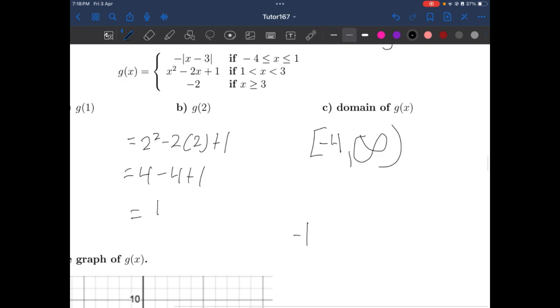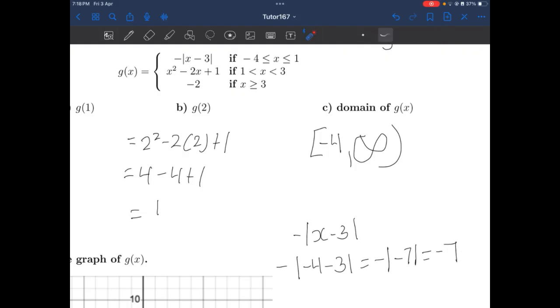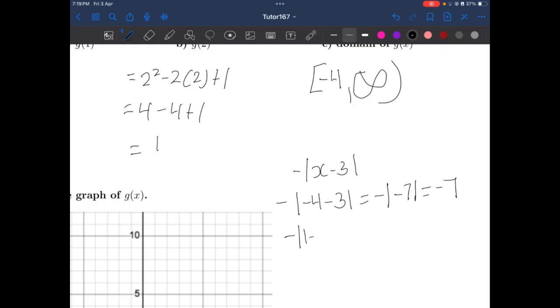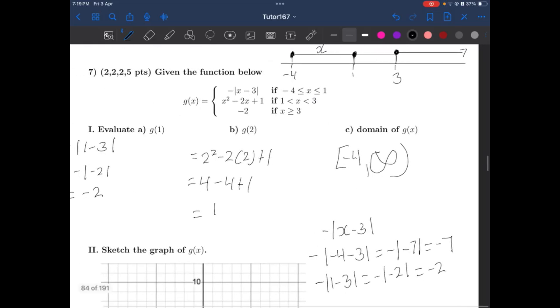So the equation is negative absolute value of x minus 3. So substitute negative 4. So that's negative absolute value of negative 4 minus 3. That's equal to negative absolute value negative 7. That's equal to negative 7. The absolute value of negative 7 is positive 7, but you see a negative outside here. And then the next number is 1. So that's negative absolute value of 1 minus 3. That's equal to negative the absolute value negative 2. That's equal to negative 2.